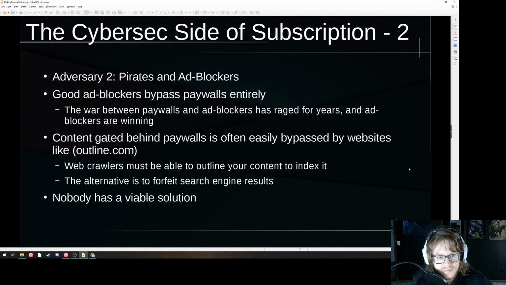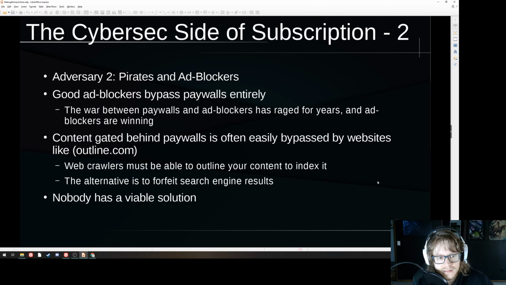That makes sense. Your second adversary when you are a subscription service is pirates and ad blockers, of course, people who are stealing your gated content. Good ad blockers, like uBlock Origin, can often bypass paywalls entirely. If the uBlock Origin bypasser doesn't work, there's always other options. The war between the paywall and the anti-paywall ad blocker has been raging for years, and broadly the ad blockers are winning.